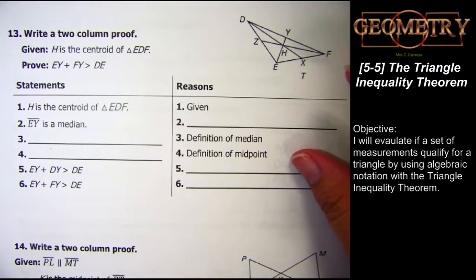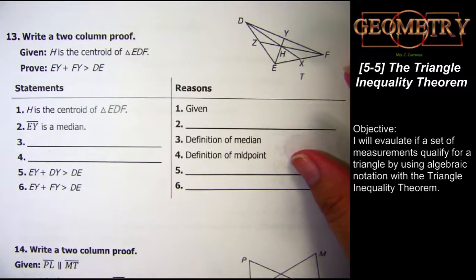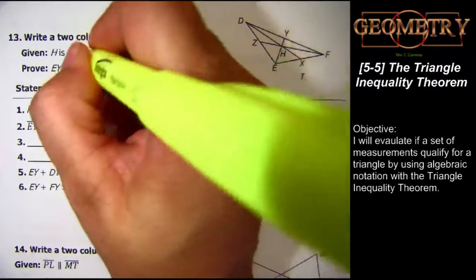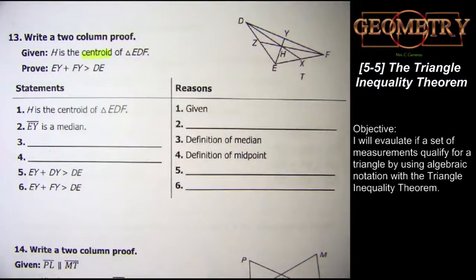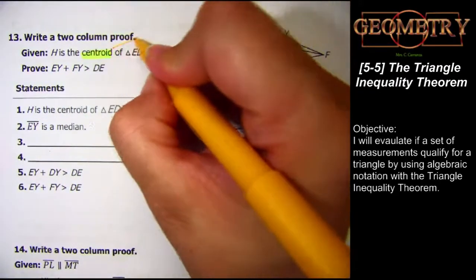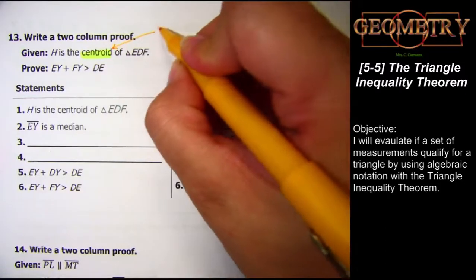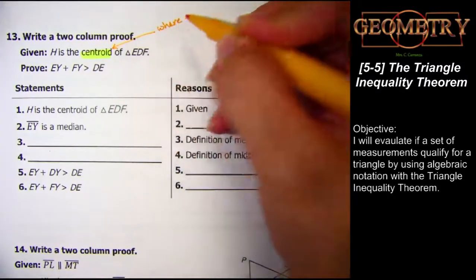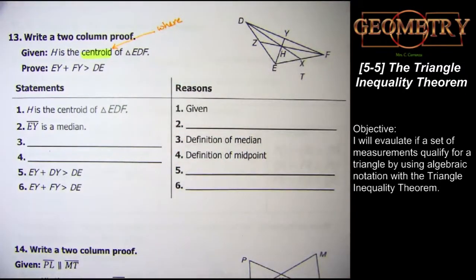All right, we're given that H is the centroid of this triangle EDF. What on earth is a centroid? Center. You're not wrong, it is a center. It's the point where all the lines meet. Can you be more specific? Do you mean all of the perpendicular bisectors, all of the angle bisectors, all of the medians, or all of the altitudes? Say it louder.